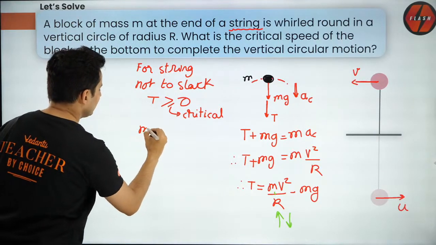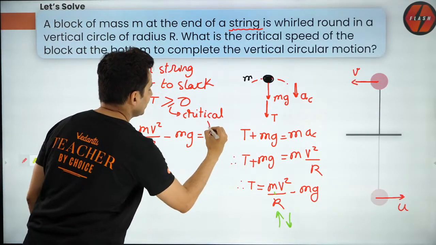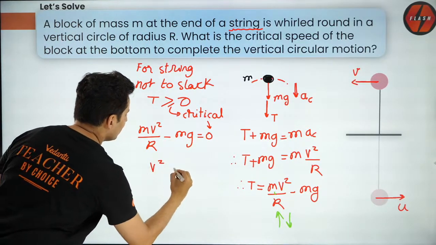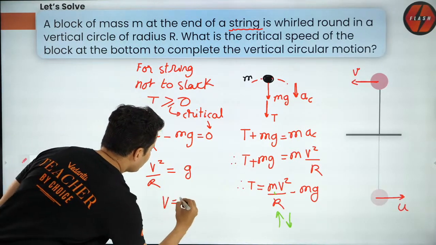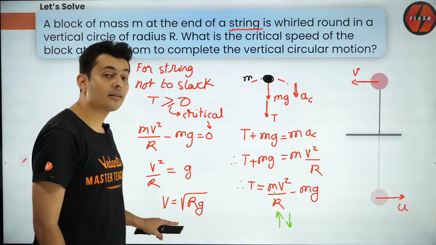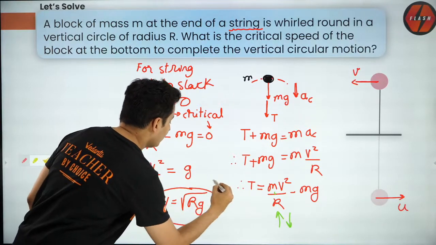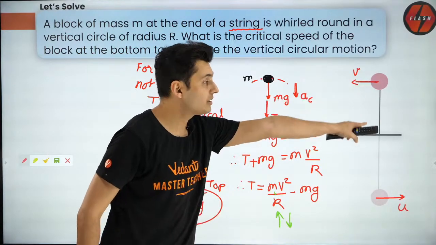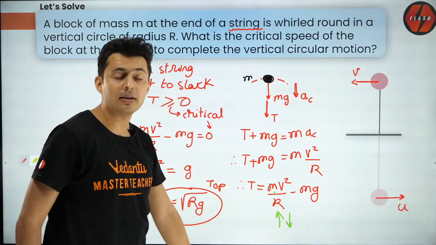So hence understand, mv square by r minus mg equal to 0 will be the critical condition. And therefore v square by r is equal to g. Therefore v is root rg. But this is not the final answer. This speed, please keep in mind, is at the top, not at the bottom. The question demands what should be the speed at the bottom to complete the vertical circular motion.